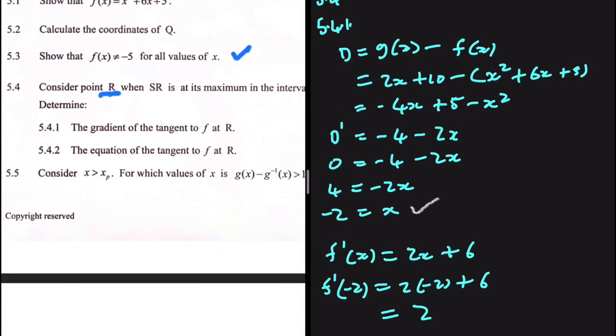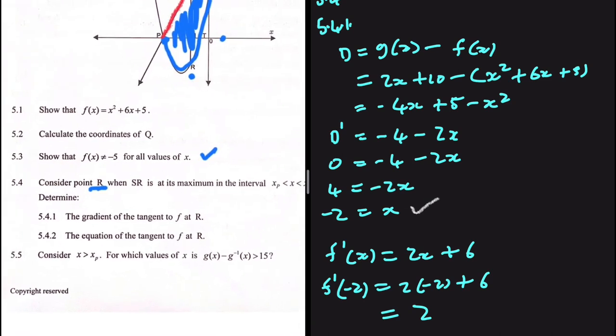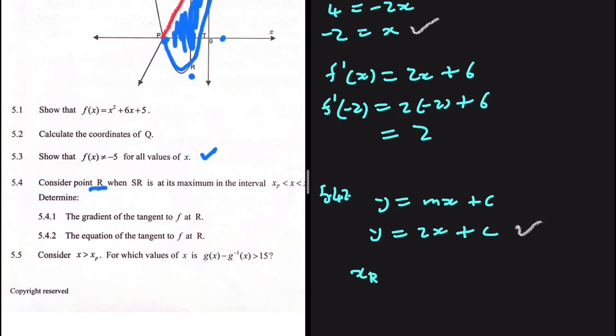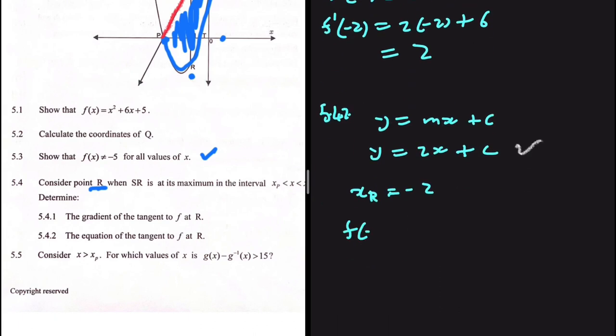It is saying, let's find the equation of the tangent to f at r. The equation of a tangent is a straight line, so we have y equals mx plus c. M is the gradient, so y equals 2x plus c. We need to substitute point r into this equation so that we can find the value of c. For point r, we have x of r equal to minus 2. So we can say f of minus 2 in order to find the y value at r.